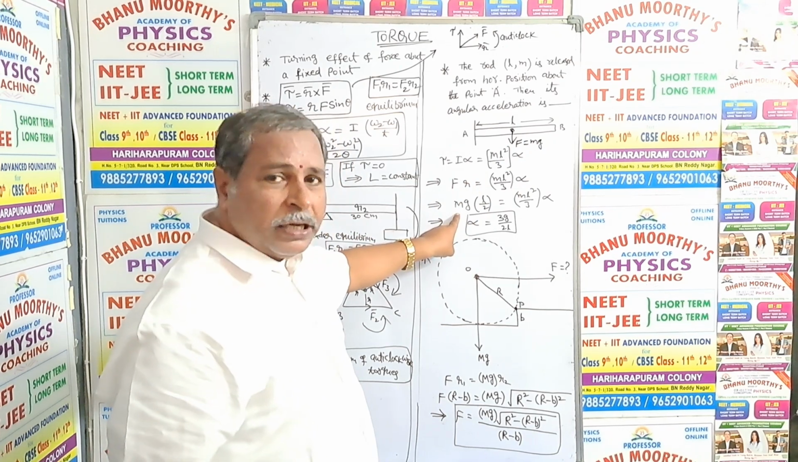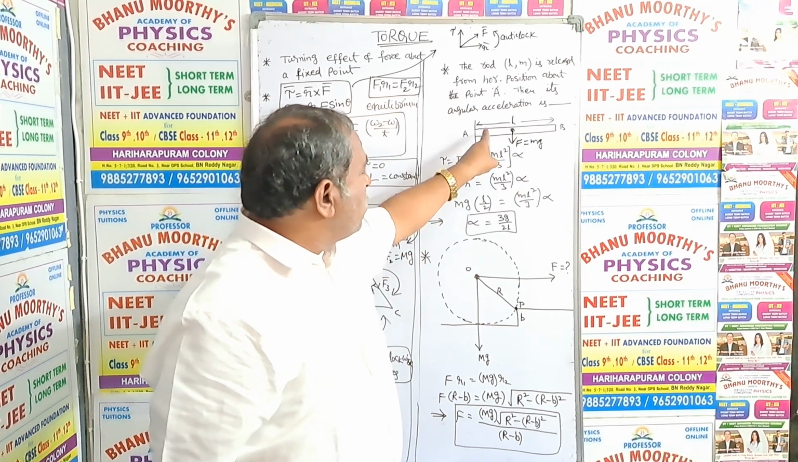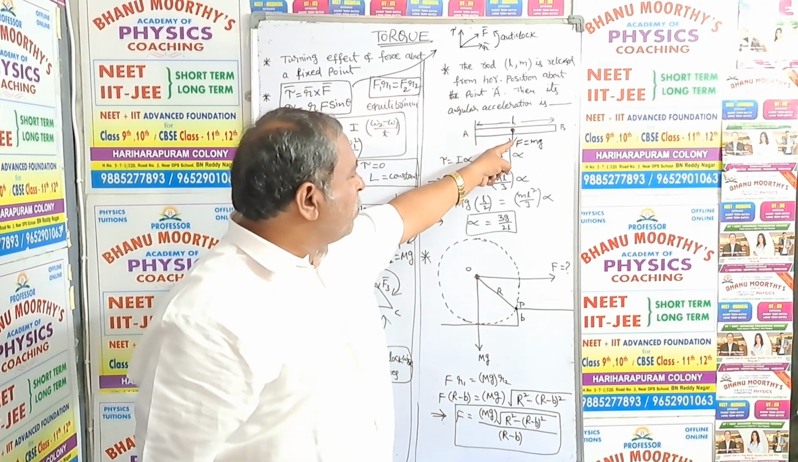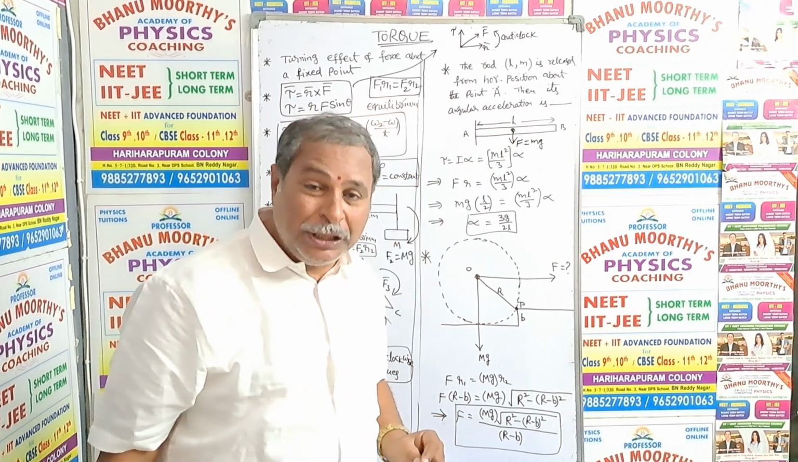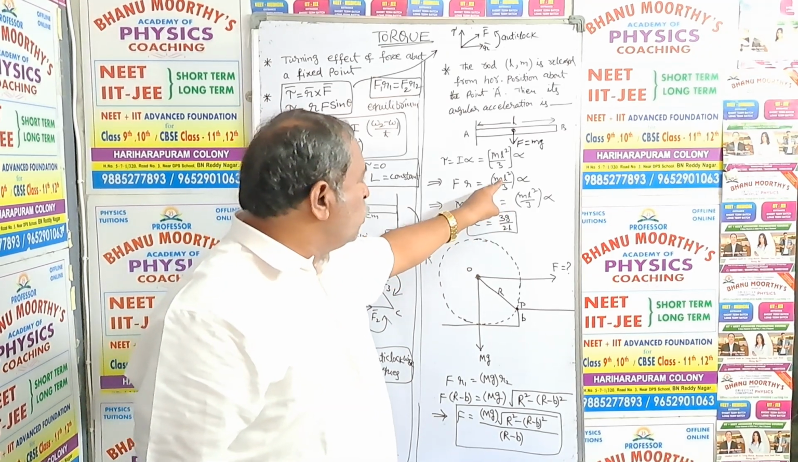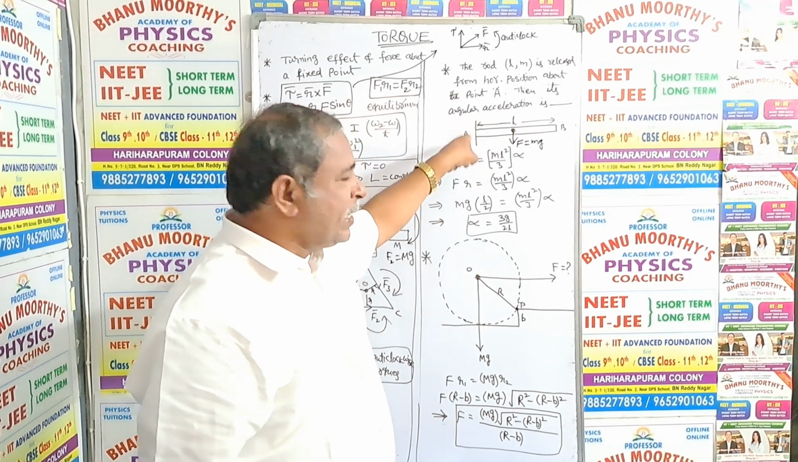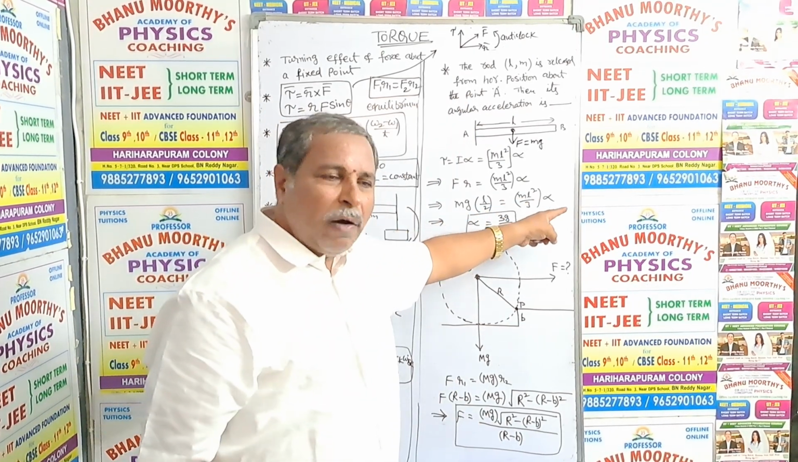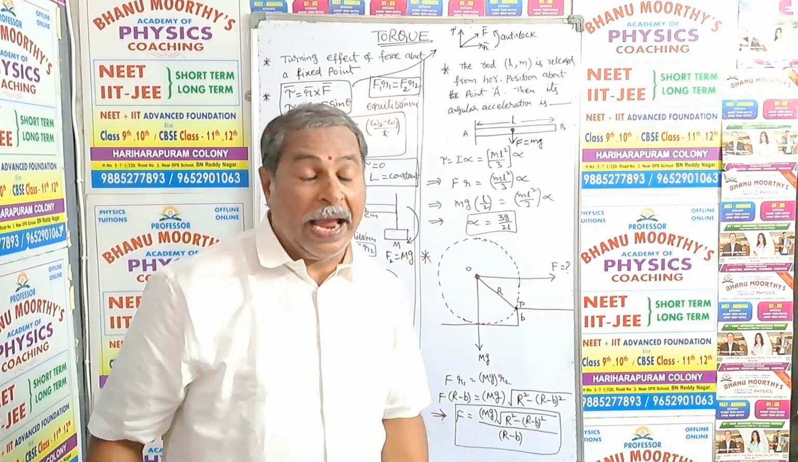Mg is multiplied by the perpendicular distance from the fixed point. From the fixed point, the perpendicular distance to the force is L by 2. So mg into L by 2, that is F into r, equals its moment of inertia about this axis passing through the end of the rod, that is ml square by 3, into alpha. From this relation, you can get the angular acceleration.